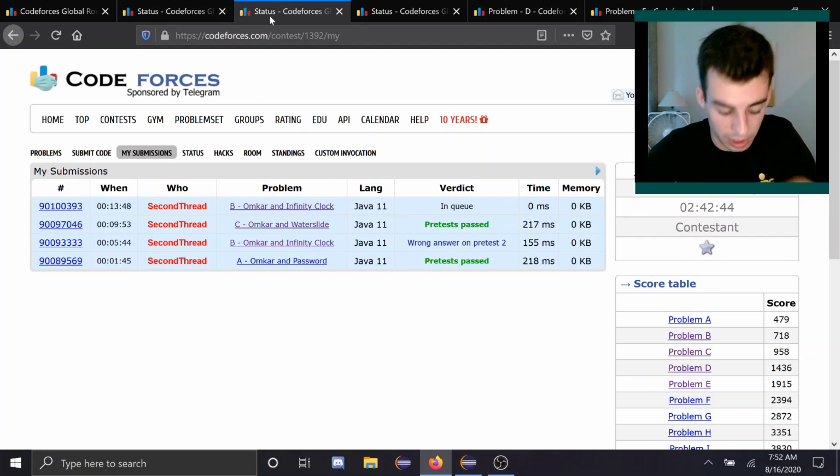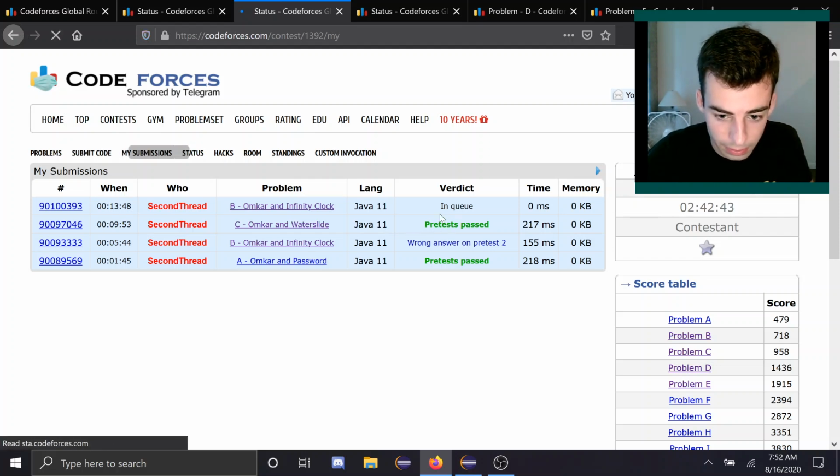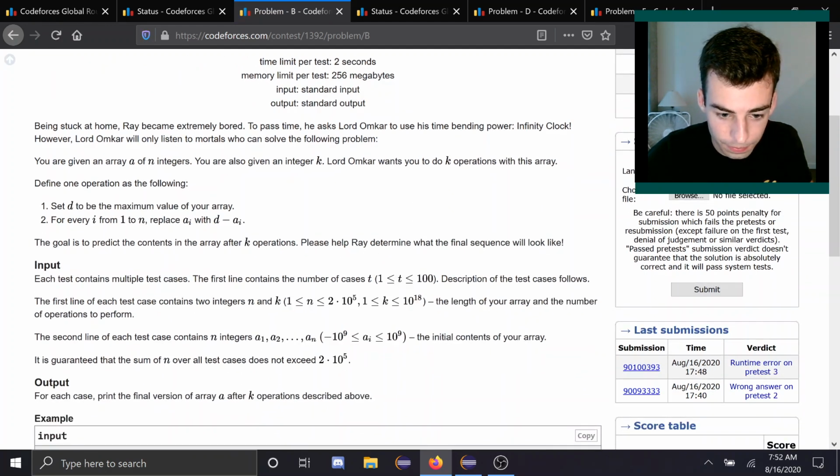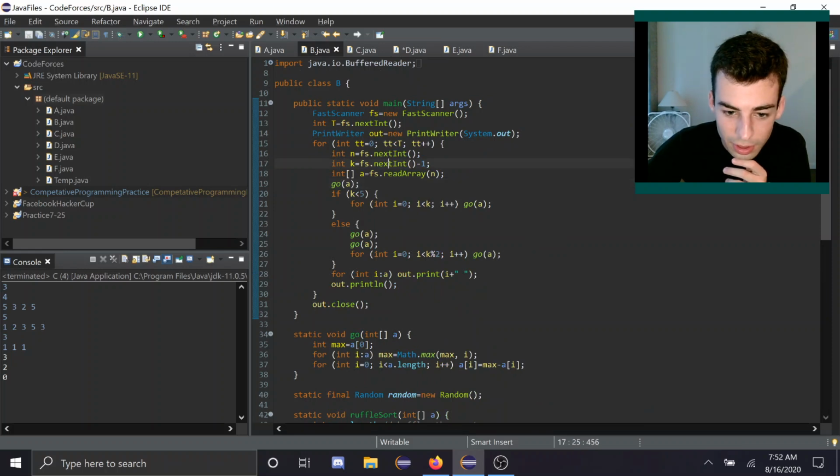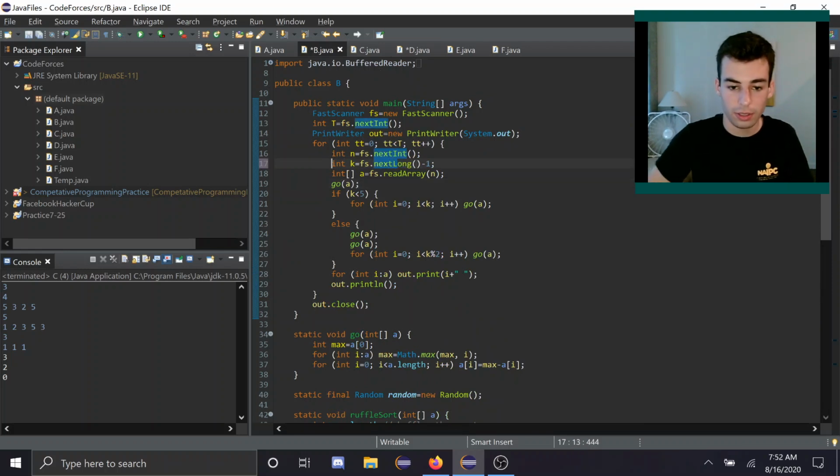Runtime error test 3. Because I'm not reading K big enough. Man, dude, this is obnoxious. So long.